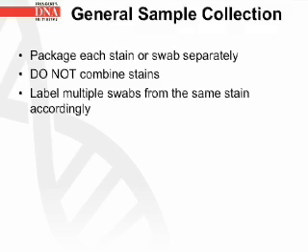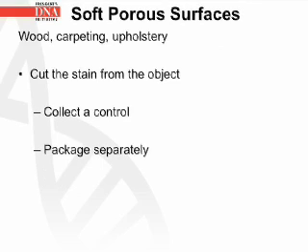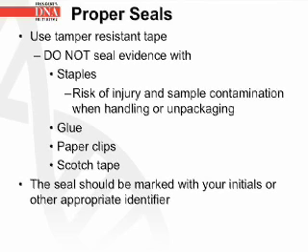Package each stain or swab separately. Do not combine stains. Label multiple swabs from the same stain accordingly. When handling hard, smooth surfaces, for example on immobile objects like car doors, window ledges, and tile floors, you collect onto a sterile cotton swab, or you can scrape onto paper using a sterile scalpel. You should also collect to control and package separately. For soft, porous surfaces like wood, carpeting, and upholstery, cut the stain from the object, collect to control, and package separately. For proper seals, use tamper-resistant tape.